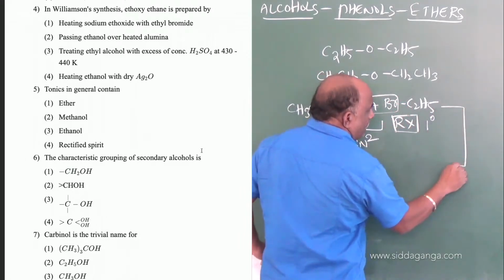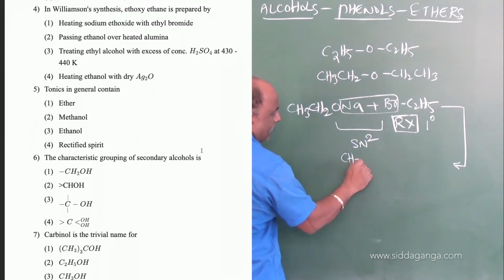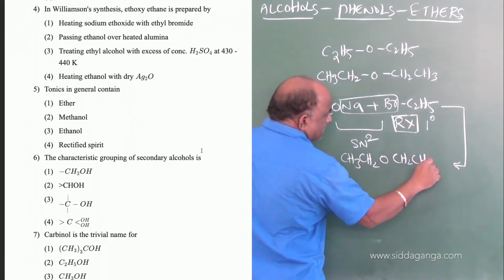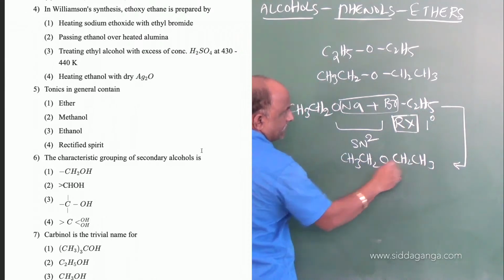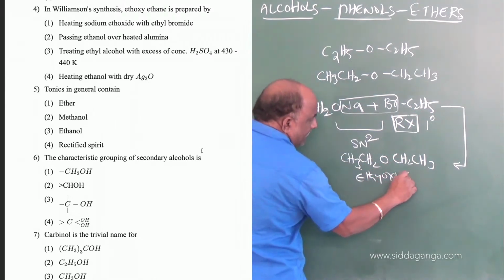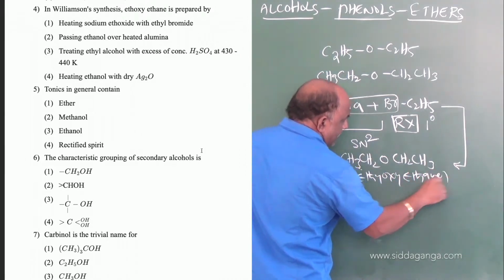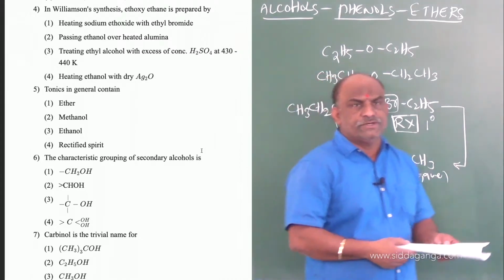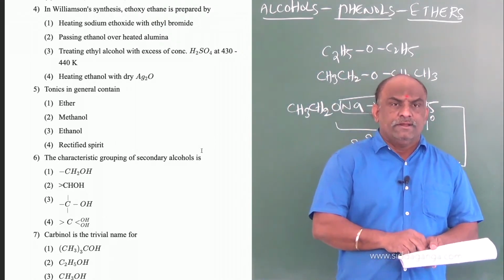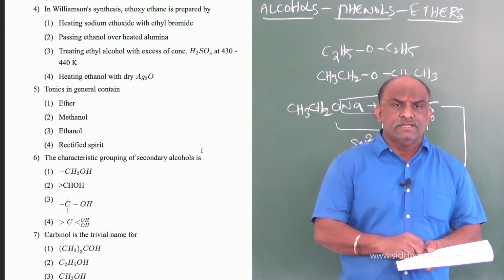Then what will be the compound we get here? CH3 single bond CH2 oxygen CH2 CH3. This can be written as CH3CH2OCH2CH3, so it is ethoxyethane. So once you observe the first option, heating sodium ethoxide with ethyl bromide is the right option.